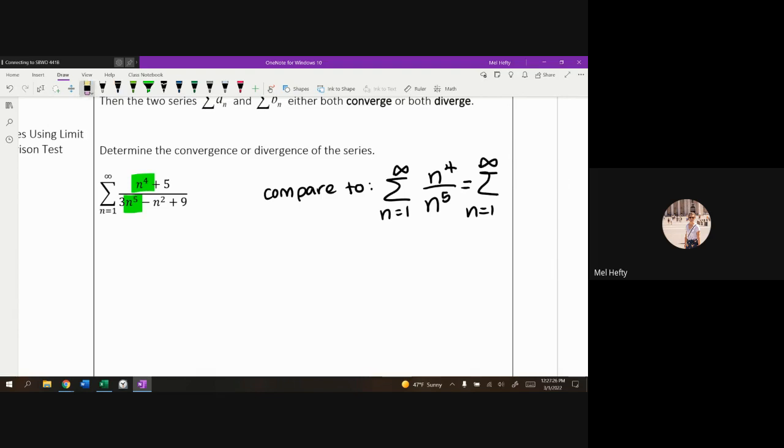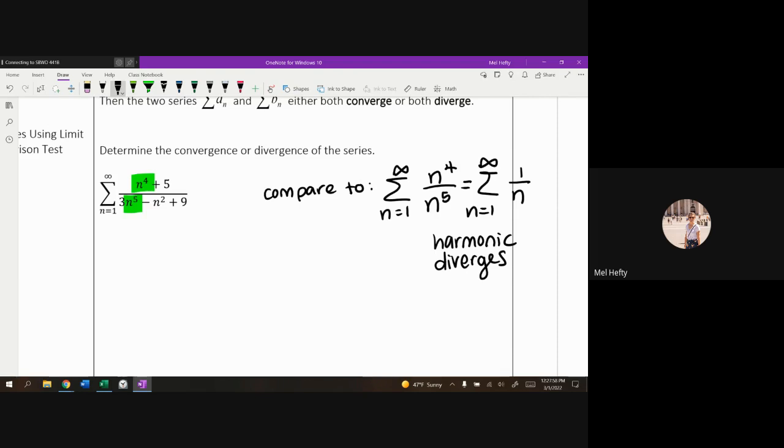Oftentimes, my students will get a little lazy and do this. That makes me super mad because an nth term is not equal to a series, so make sure you're keeping that series notation. What will this simplify to? n to the 4th over n to the 5th is 1 over n. Oh, he looks familiar. Who is that? Harmonic, you could also call him a p-series with p equals 1. What does the harmonic series do? Diverges.